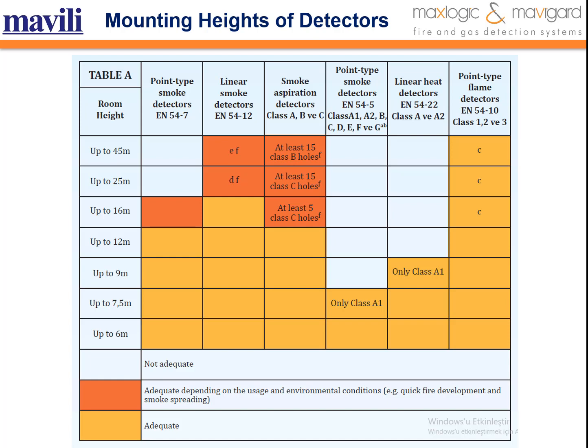As you can see from the table, according to the EN54 version, optical smoke detectors can be used up to 12 meters. They can even be used up to 16 meters, depending on usage and environmental conditions. Similarly, air sampling detectors can be used, and heat detectors can be used up to 7.5 meters. However, the use of beam detectors is recommended for the healthiest detection above 7 to 8 meters.